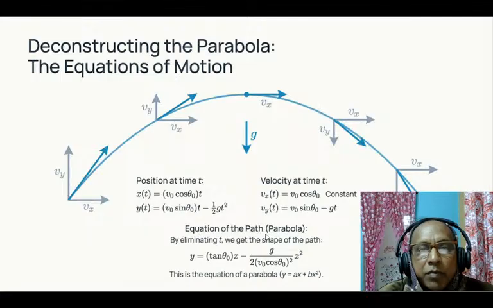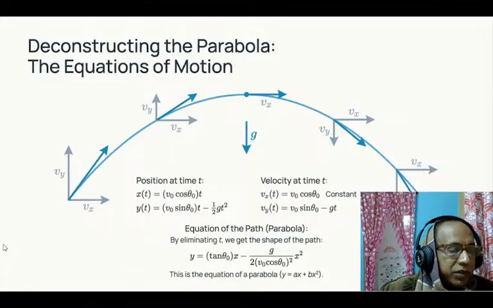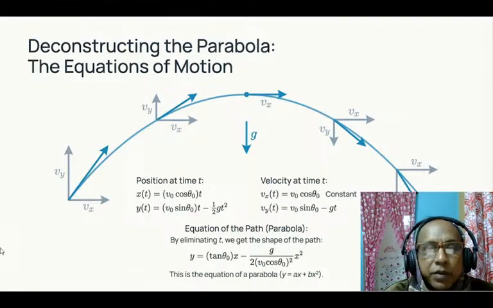Now the equation of a path is a parabola. By eliminating t, we get the shape of the path: y equals tan theta0 x minus g by 2 v0 cos theta0 whole square x square. And you know that the equation of a parabola is y equals ax plus bx square. Here a is tan theta0 and b is minus g by 2 v0 cos theta0 whole square. So this is the equation of a parabola.